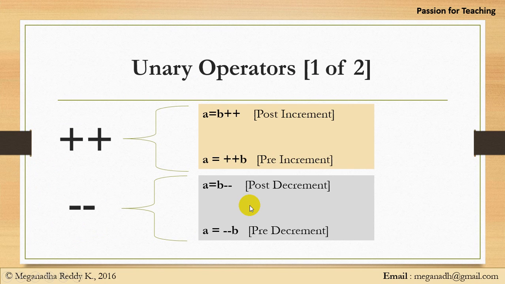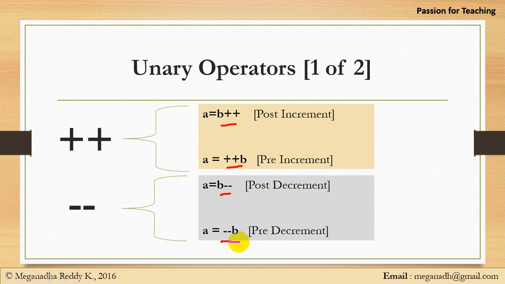Now this is the one which is most frequently used among all operators. In almost every for loop we use this, and in writing so much business logic we use this. This is called unary operators. We have two things, plus plus and minus minus. This way of writing is called post increment, and this way is called pre increment, and this is post decrement, and this is called pre decrement.